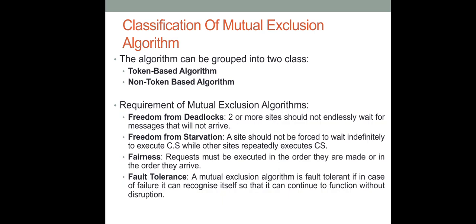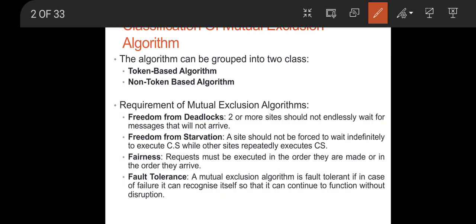It is not necessary that all the requirements have to be satisfied by all mutual exclusion algorithms, but as a user of a distributed system, they expect the algorithm to satisfy these requirements. The first requirement is that a mutual exclusion algorithm is expected to be free from deadlock. Deadlock means there should never be a situation wherein different processors are requesting a critical section but are not getting it because they are in a deadlock condition.